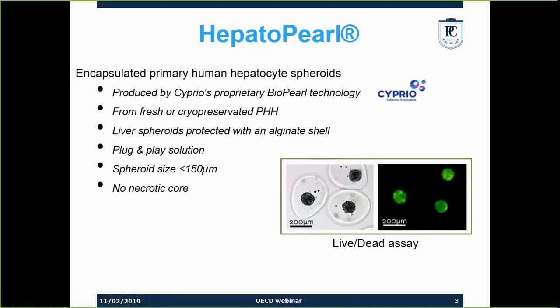And with this specific concentration of cells leading to this specific size of spheroid, there is no appearance of any necrotic core, as you can see on this picture. It's a classical live-dead assay where living cells are green and dead cells are red. And you can see here that a large majority of cells are green.